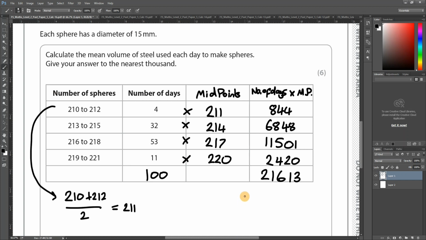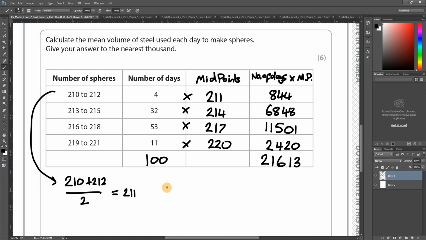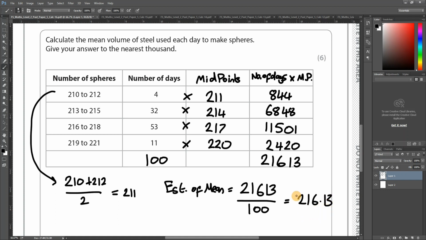So the estimate for the mean, and it will be an estimate because we don't know the actual mean, because we're using midpoints. We don't know the actual number of spheres for each of these days. So this is why it's an estimate of mean equals total for your fourth column divided by total of your frequency. Yep, and you'll get 216.13. And what does that actually represent?